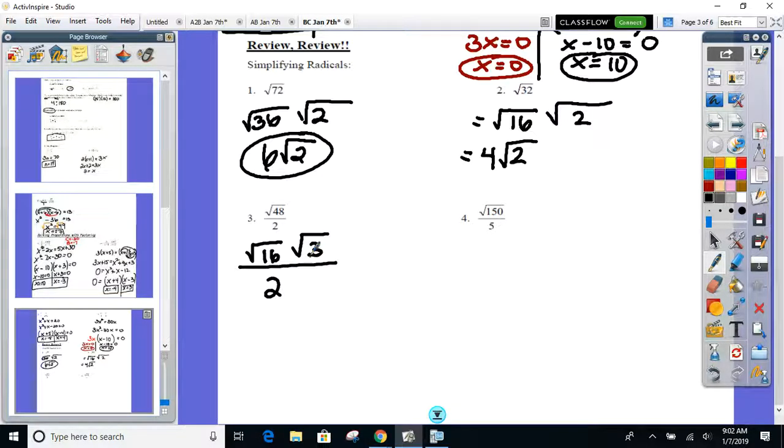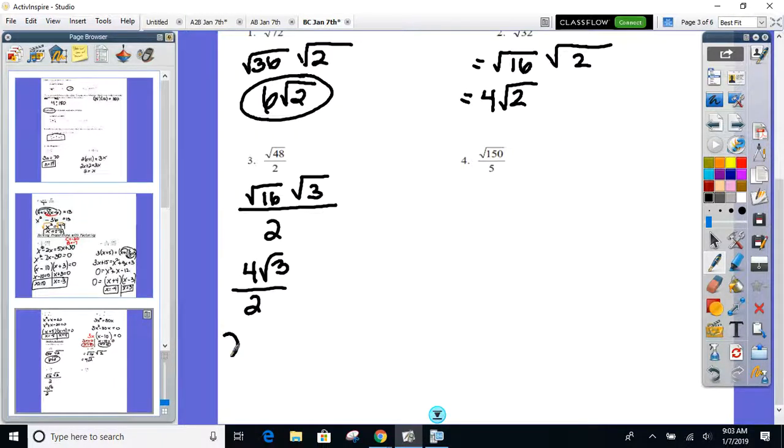All right, so I have 4 radical 3 in the numerator. In the denominator, I have 2. Can I go any further? Or do I leave it like that? That is not simplified all the way. Because what can I do with the 4 and the 2? Divide them out, and it'll end up being 2 radical 3.